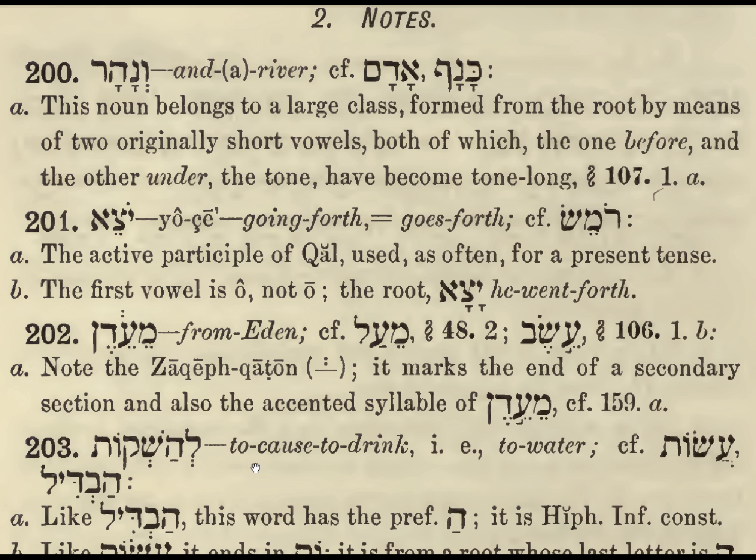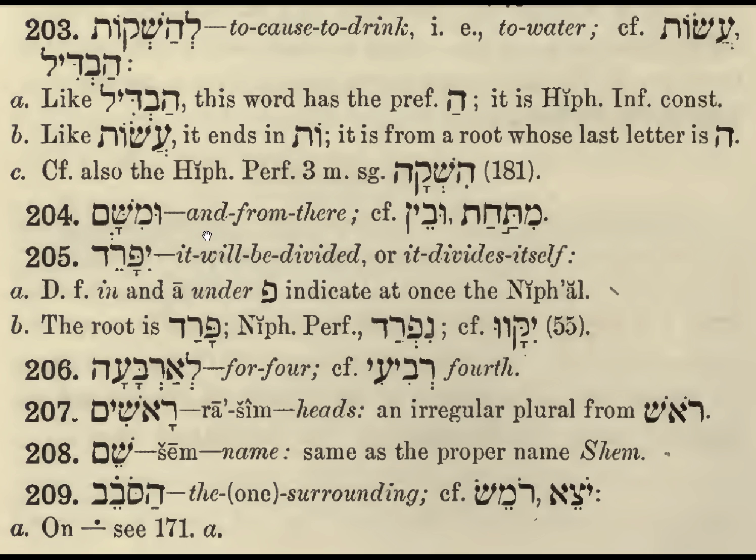Lahashkot, to cause to drink. In other words, to water. Compare this with lasot, habdil. So here we have the sign, the prefix ha. Like habdil, it has the ha prefix, it's hifil, infinitive, construct. Like lasot, it ends in ot. It's from a root whose last letter is he. Compare the hifil, perfect, first person masculine singular, hishka. Lahashkot.